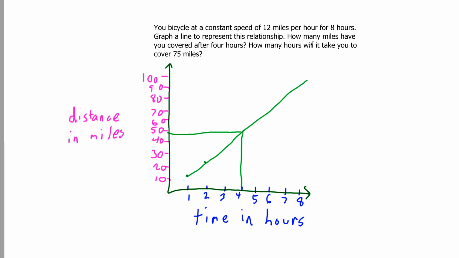Next part, how many hours will it take you to cover 75 miles? So for this one, we know how many miles we've traveled, and we want to know how many hours that will take us. So we find 75 on the y-axis here, go straight over until we intersect with our speed or unit rate line, and then we go straight down to see how many hours that'll take us. So that'll take us about 6.5 hours to go 75 miles.